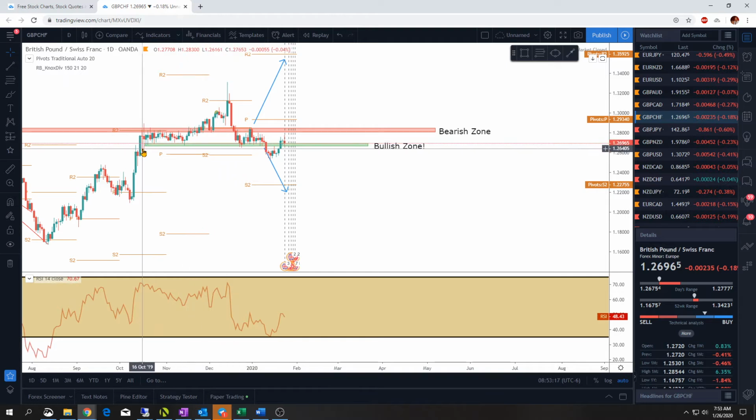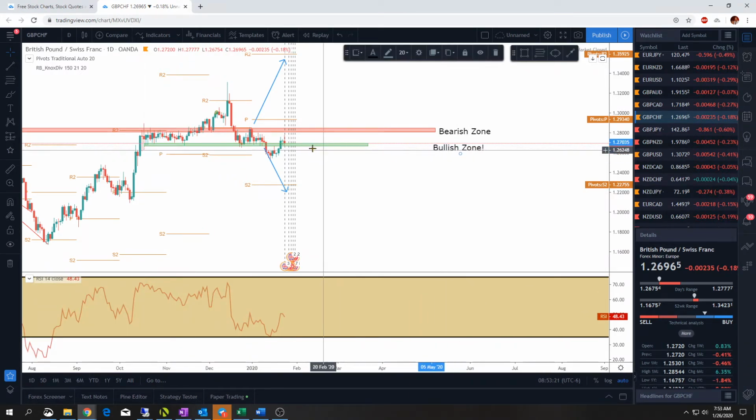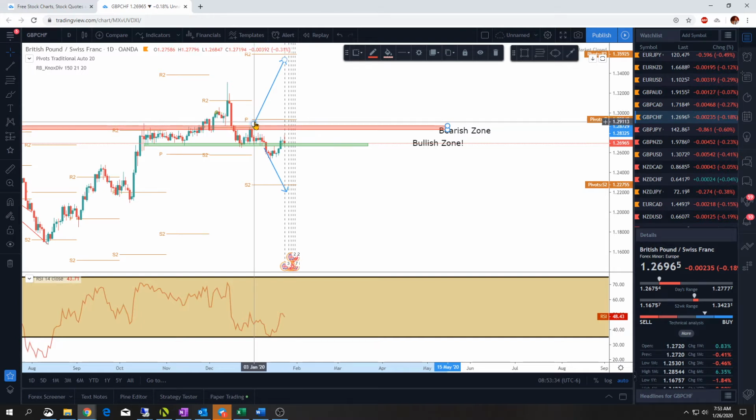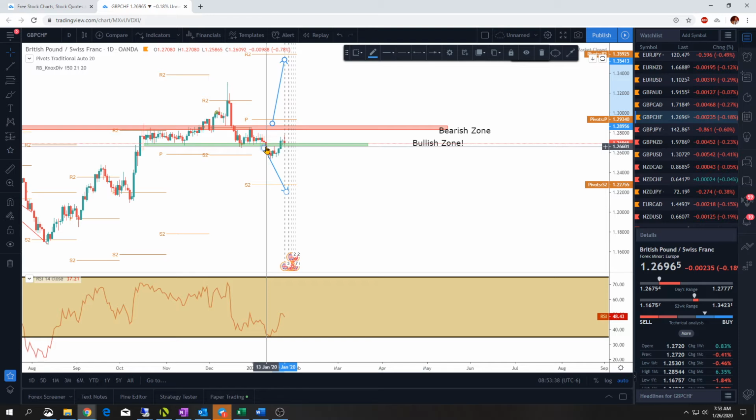I still like where we're at here. Even though we got a good break of this bullish, we came right back up. I want to see what we're going to do here. We got a really tight, what are we going to do? As you can see with my prediction arrows here, if we get a breakout of this bullish area, I'm bearish. If we get a breakout of this bearish area, I'm going to be bullish.